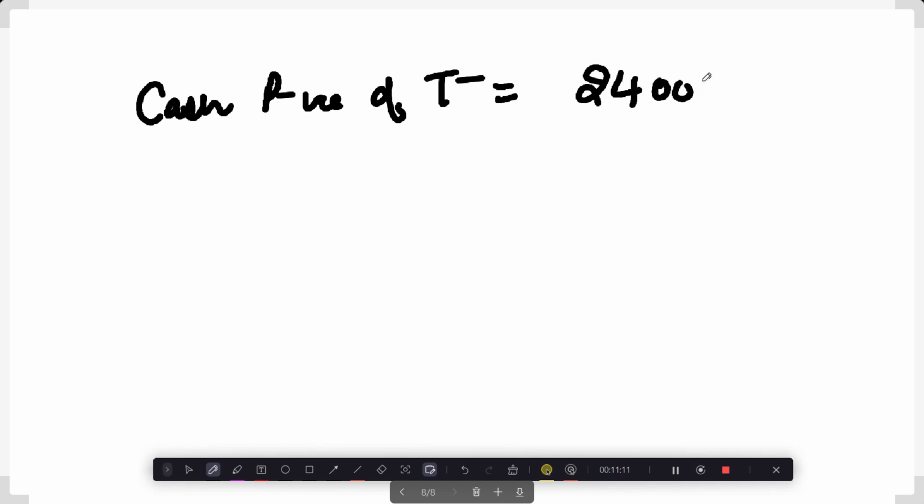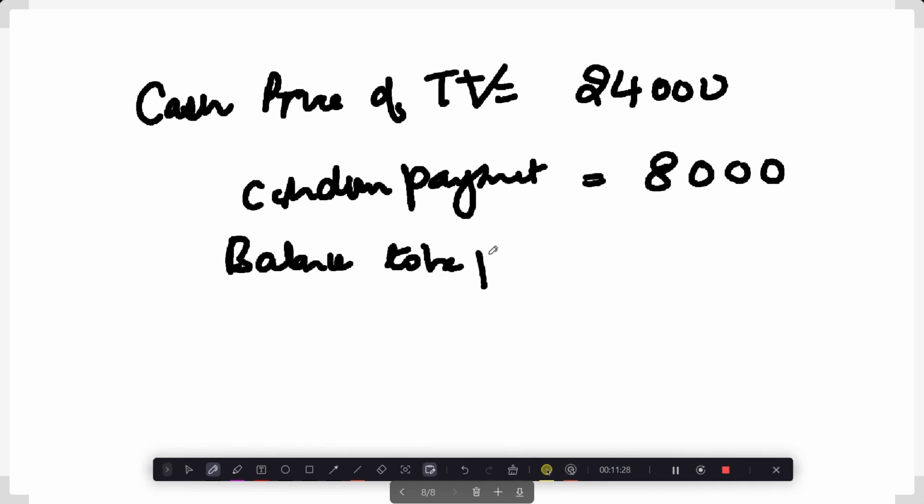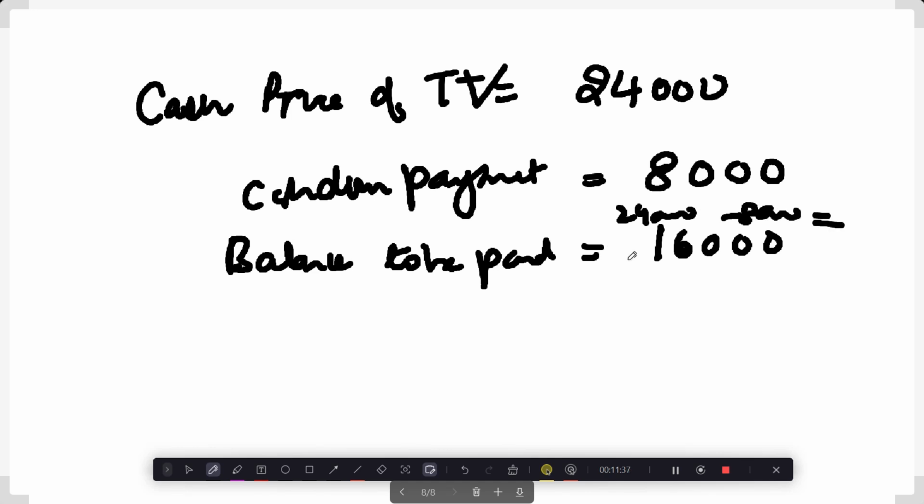So now cash price of TV is 24,000. Cash price of TV is 24,000. Cash down payment is 8,000. So balance to be paid should be इन दोनों का डिफरेंस which is 16,000. दिखा दो आप इसको 24,000 minus 8,000 is equal to 16,000 और rupees वगैरह लिख लेना.